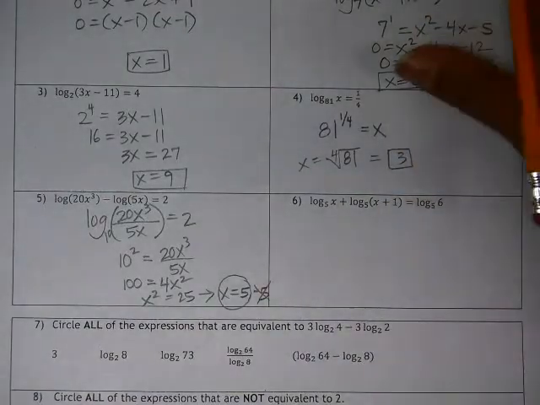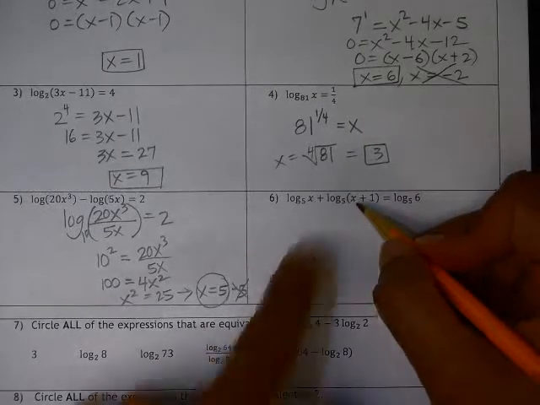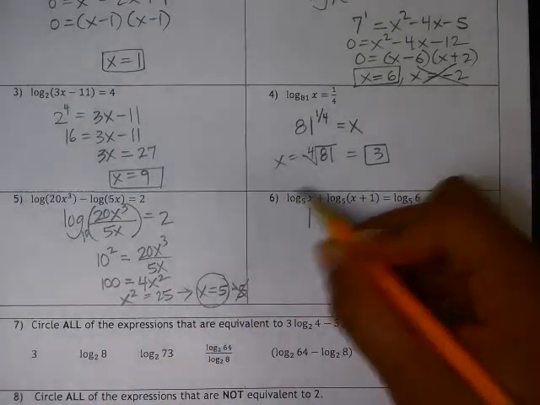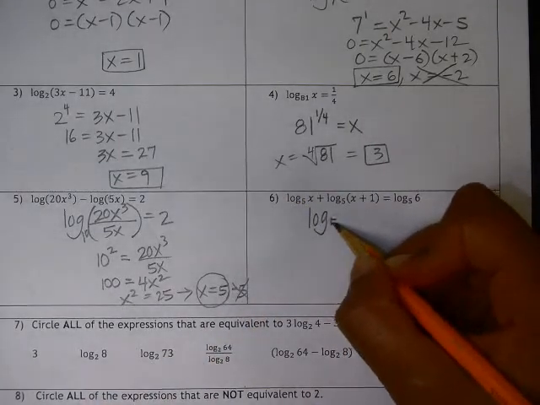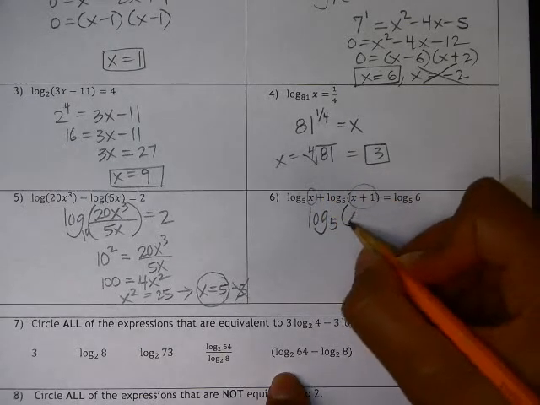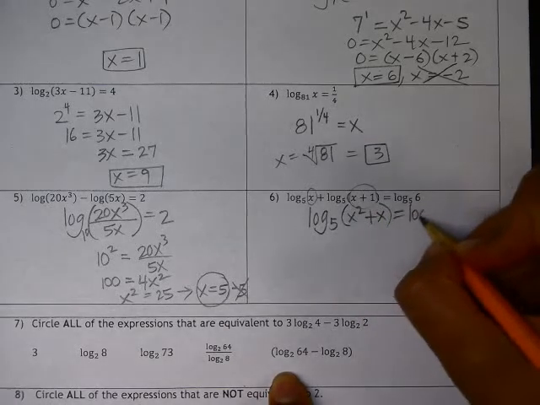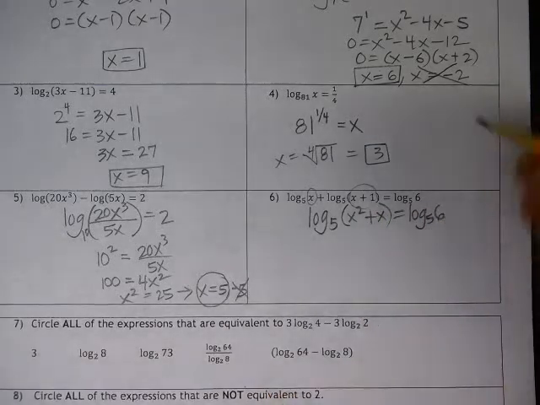Alright, looking at number 6, we have multiple logs on the same side of the equation, so we know that we need to condense those. This is two logs being added, so we're going to use the product property, multiply x and x plus 1 together. So x squared plus x, and then over here we have log base 5 of 6.